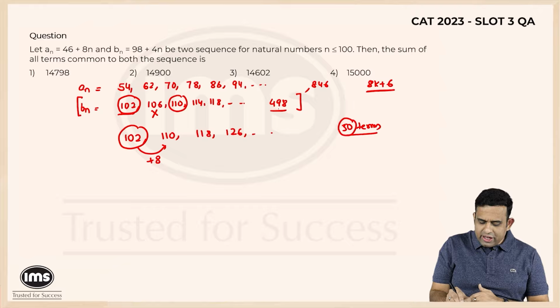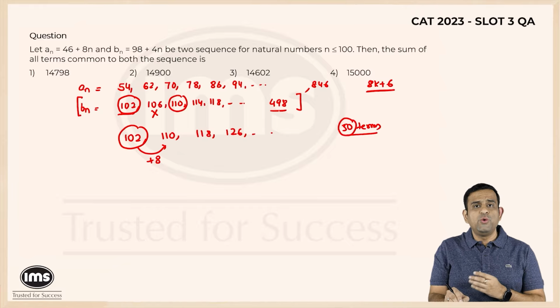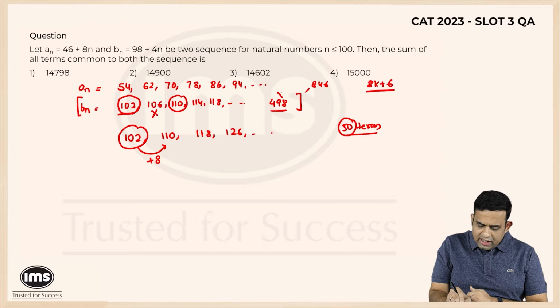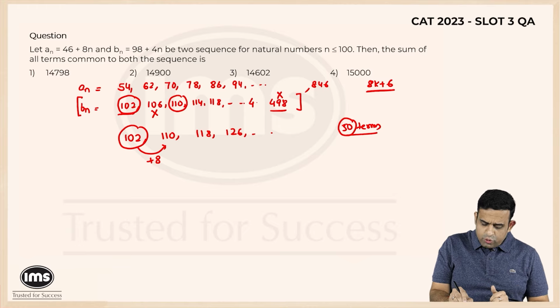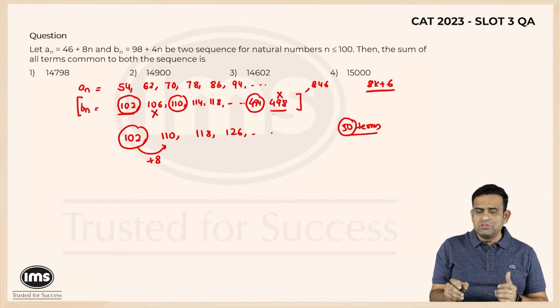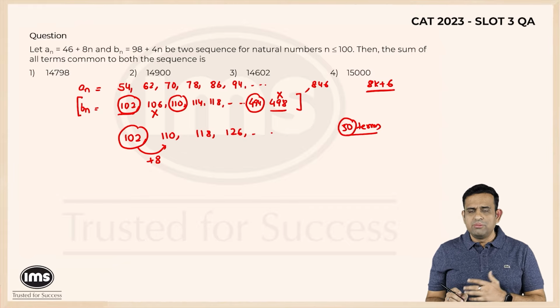So if you look at the 498, if you divide by the number 8, you get 2 as a remainder. So it's not the last term. The term before that will be nothing but 4 less, which is 494. So you can use n by 2 into first term plus last term as well.